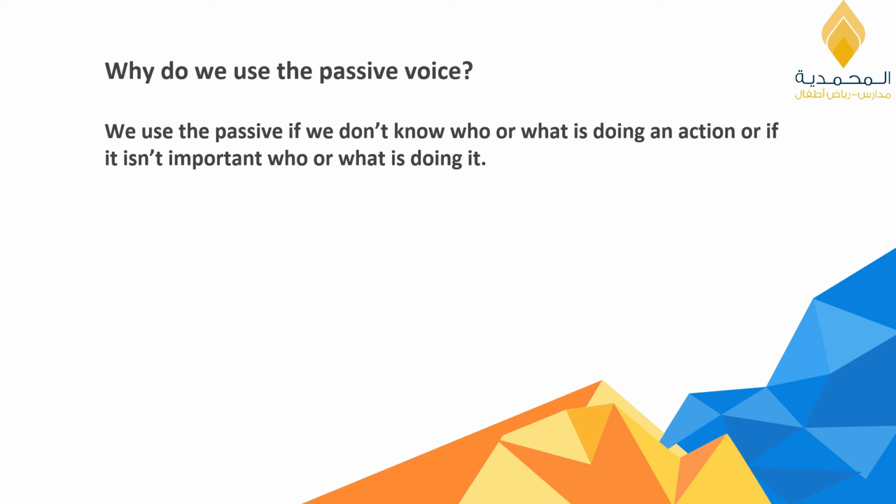We use the passive voice if we don't know who or what is doing an action, or if it isn't important who or what is doing it. So, if we don't know who is the doer or the subject of the sentence, or if it is not important to mention the subject, you are going to use the passive voice. So when we are concentrating on the action, on the verb rather than on the subject or the doer of the action, we are going to use the passive.